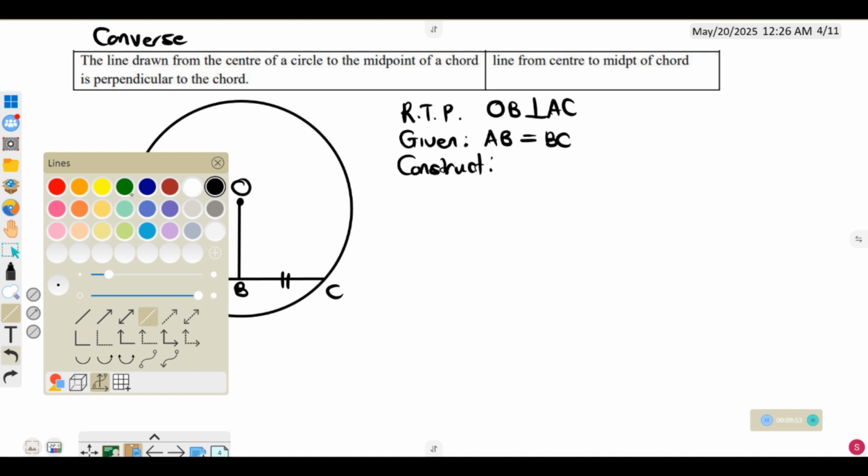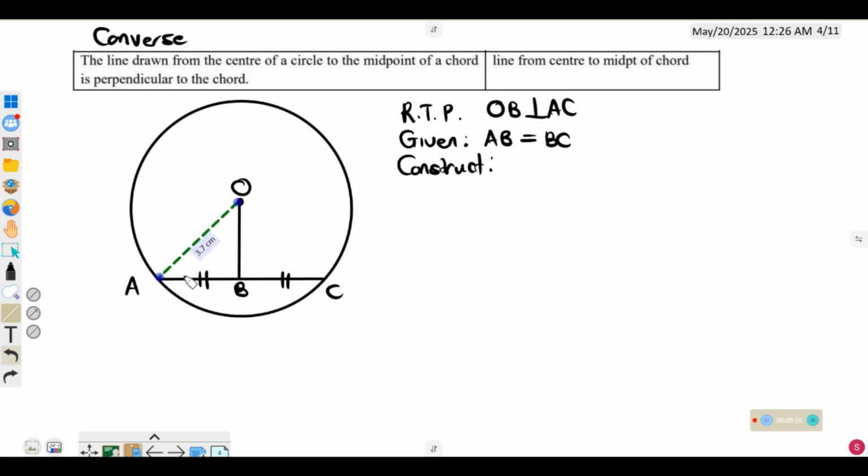So even for this one, we are going to construct a line like that and construct a line like that. So we constructed OA and OC. Right, then you can name it whatever. This is B1, that's B2, that's O1, that's O2. And we go for the proof.